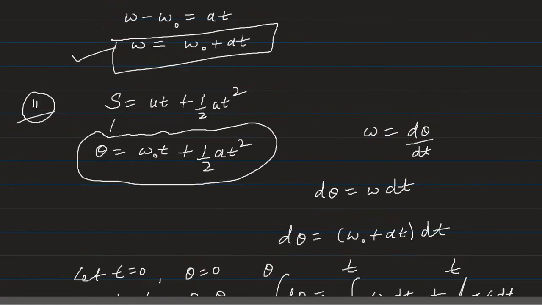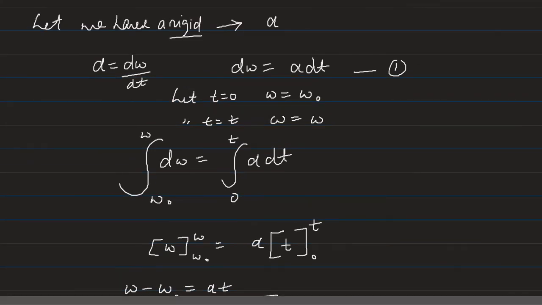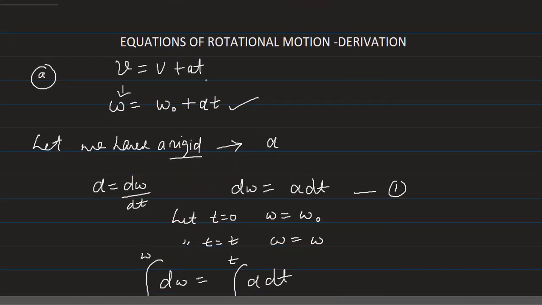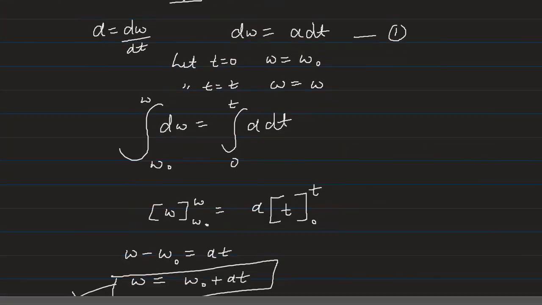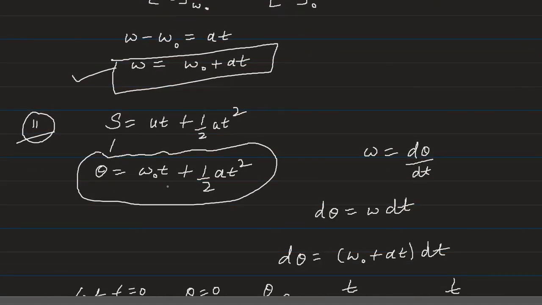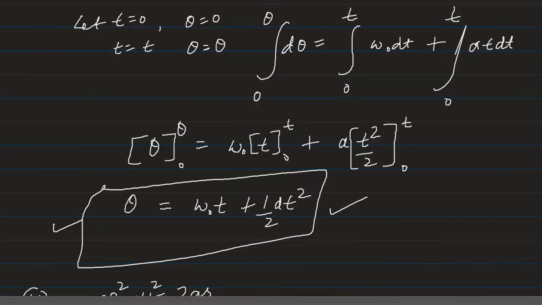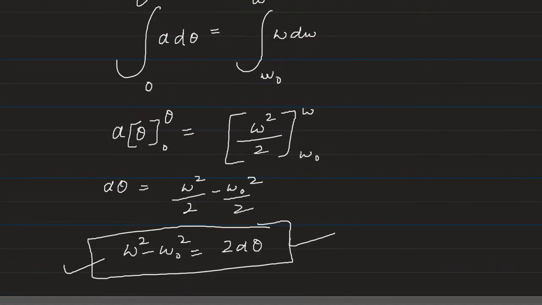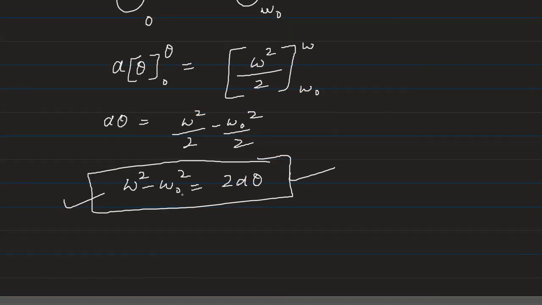So we started from the first equation of motion, and that was simply v is equal to u plus at, but in the rotational mechanics it is omega is equal to omega naught plus alpha t, and then the second one is theta is equal to omega naught t plus half alpha t square, and then finally we have the third equation, that is omega square minus omega naught square is equal to 2 alpha theta. So I just hope you understood this derivation. With that, thank you very much.